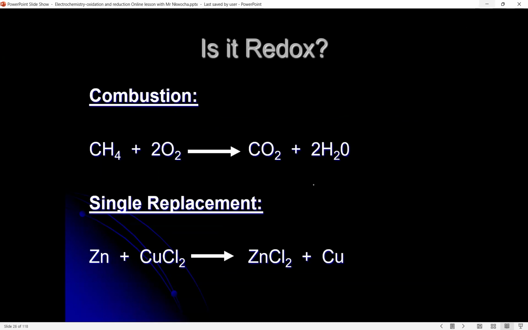Combustion reactions are also redox reactions. And single displacement or replacement reactions are also redox reactions. The moment you see that one of the elements is alone on the left-hand side or on the right-hand side, automatically it is redox. See, this one is alone. This one is alone. Automatically, that's a redox reaction. You see what I told you? Very, very simple. The moment one of the elements is alone, it is a redox reaction. You don't even need to be checking.